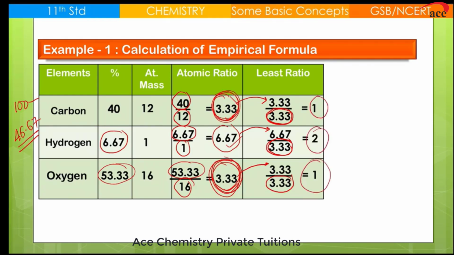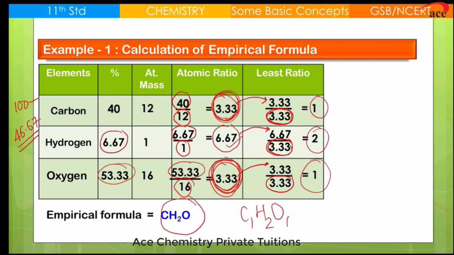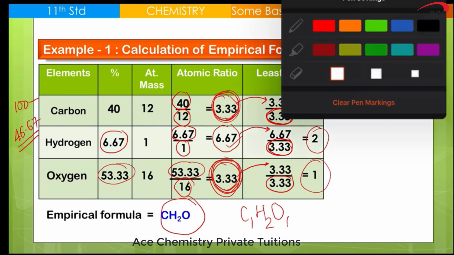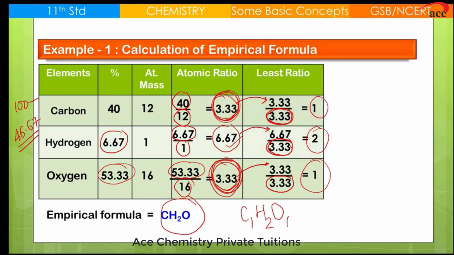Taking this least ratio, you will get the empirical formula. Carbon is 1, hydrogen is 2, oxygen is 1. So the formula is CH2O. That is the empirical formula. You understand how is the correct method that we do for our calculation purpose? Yes, you should have understood it.